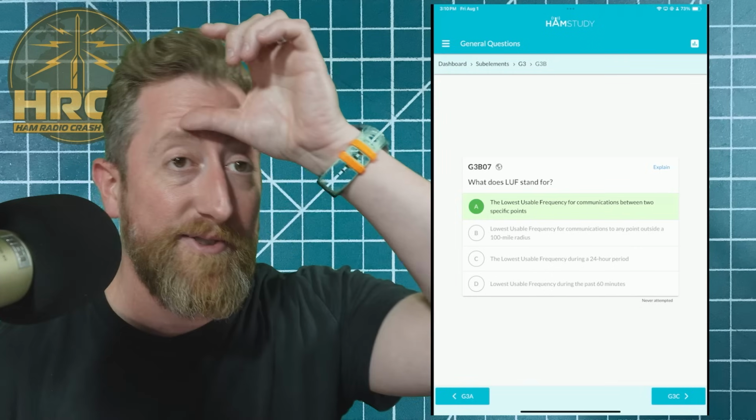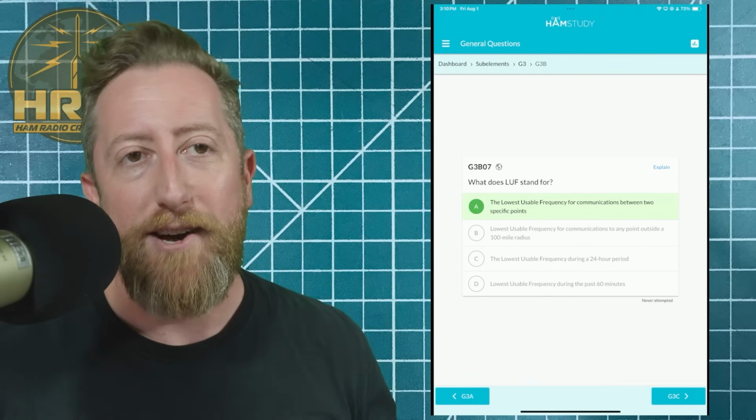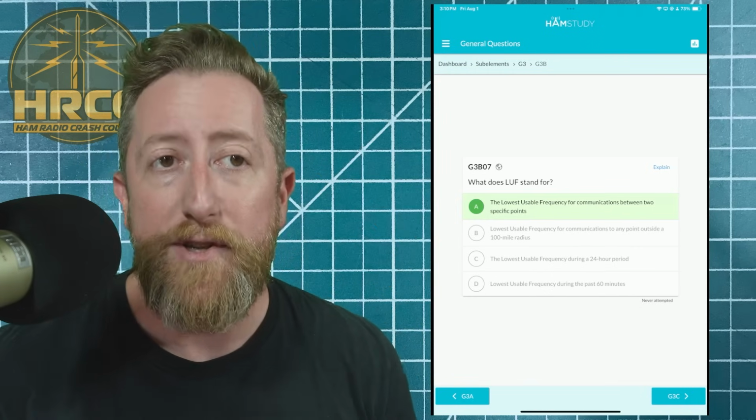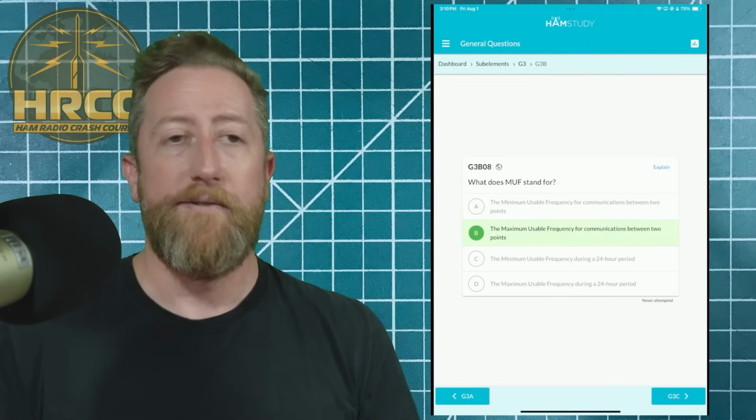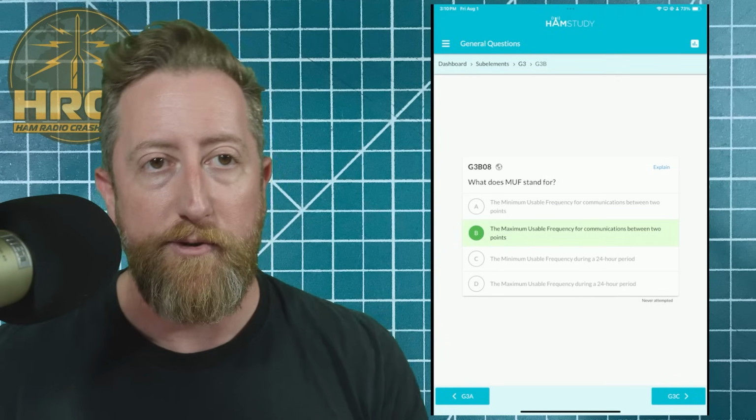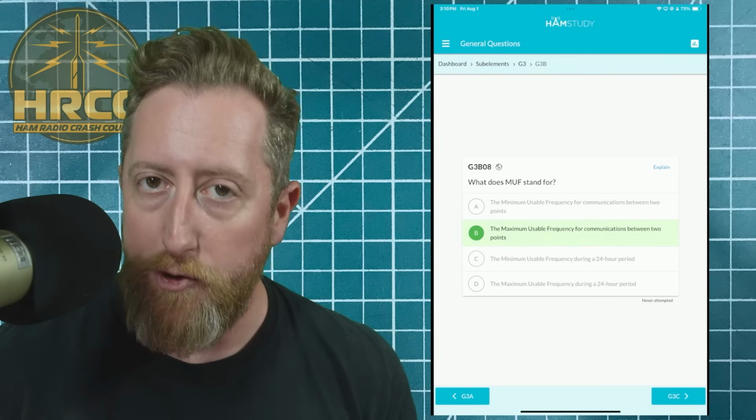What does the LUF stand for? You already heard it. A, the lowest usable frequency for communications between two specific points, the LUF. What does the MUF stand for? The maximum usable frequency for communication between two points.